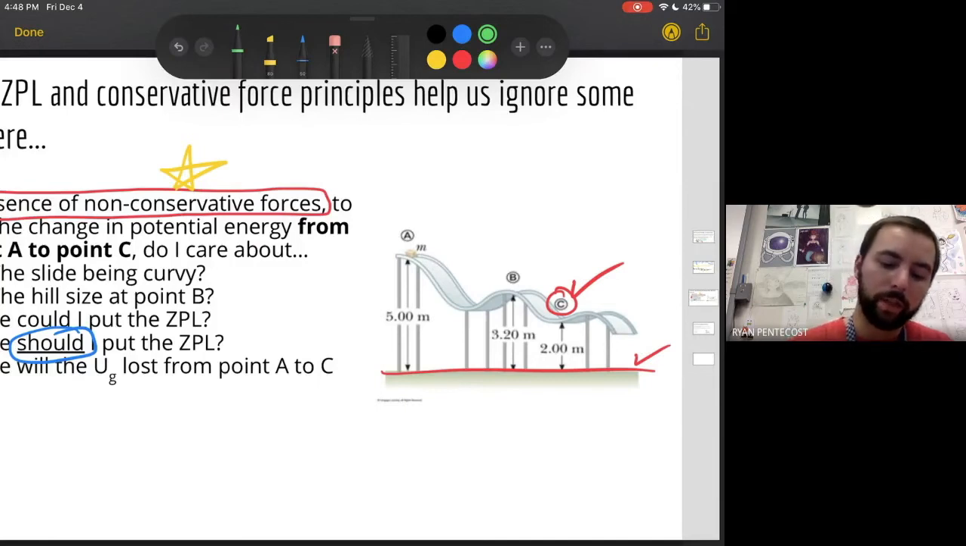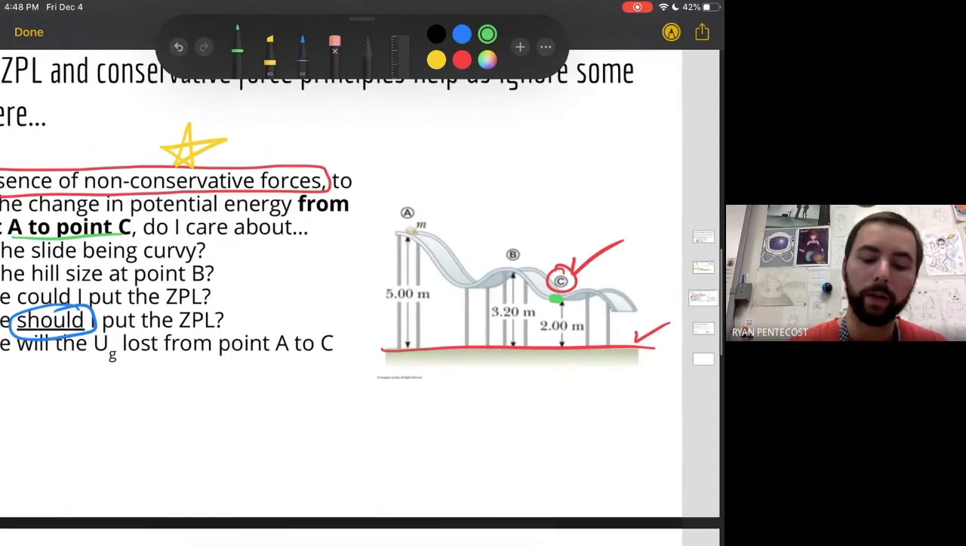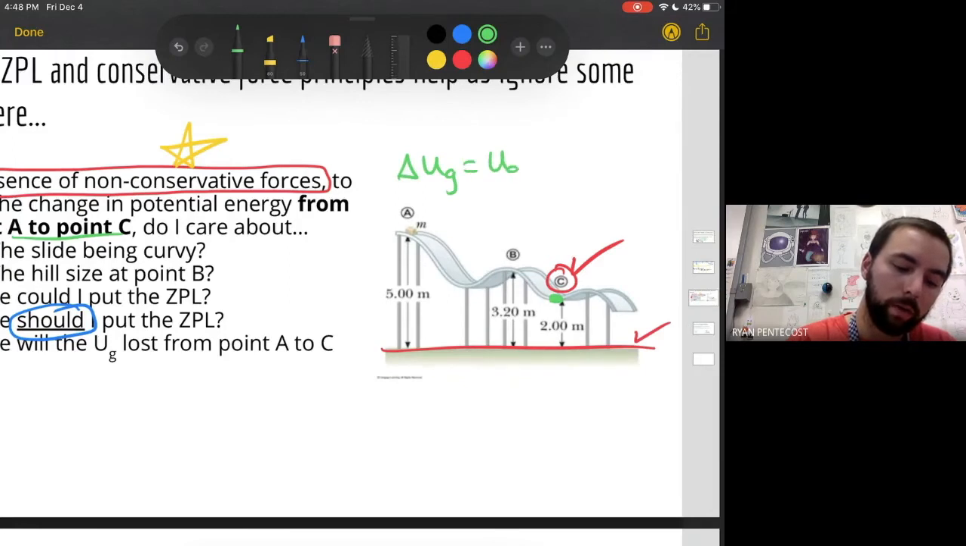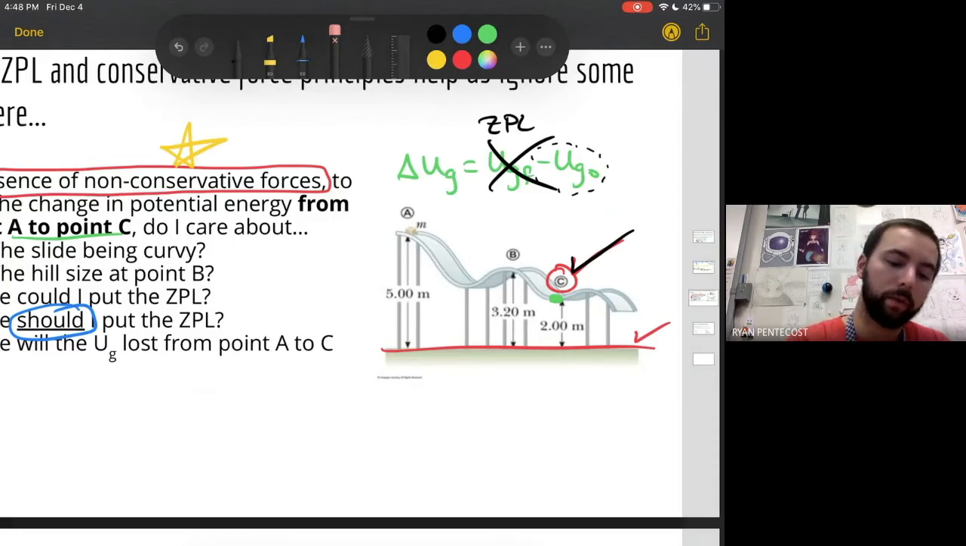C is the lowest point on that slide that you are going to reach within this system, right? The problem is just talking about going from A to C. So if you're only going to C, when you do your delta UG, you have UGF minus UG naught. One of those is your ZPL, so you only have to do the math for one of those. That makes things easier. I would say that C is a viable option. However, you could also do it at ground level, and I will explain why.